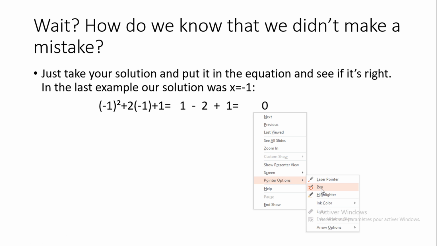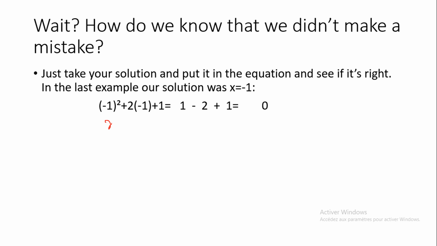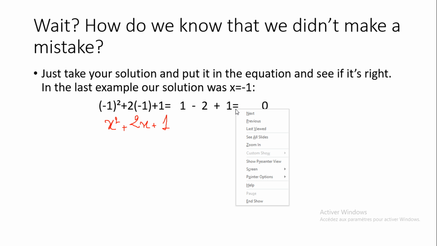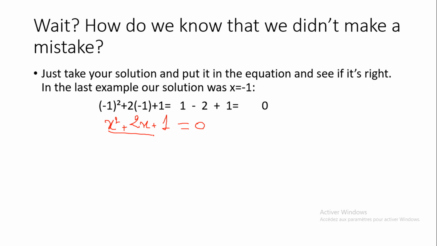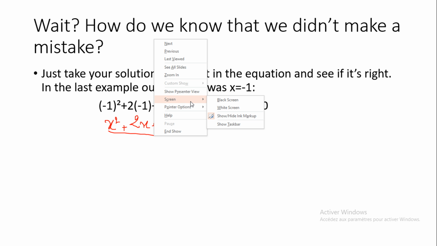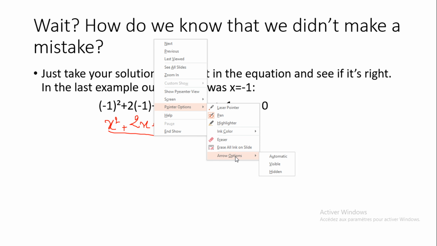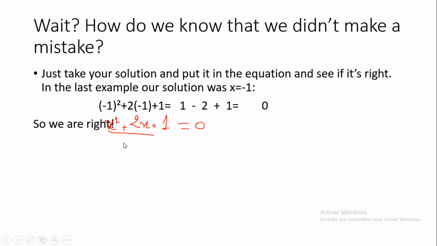So let's try, and this was our x squared plus 2x plus 1. We replace x by minus 1 in every term, and we get 1 minus 2 plus 1, which gives us 0, which is what we have been looking for since the beginning. We have been looking for x that verifies this equation. So we are right.